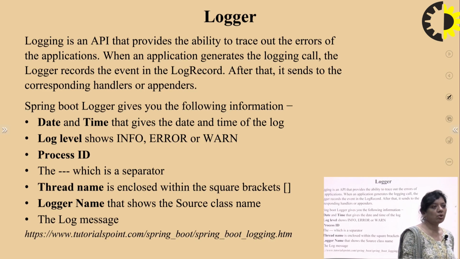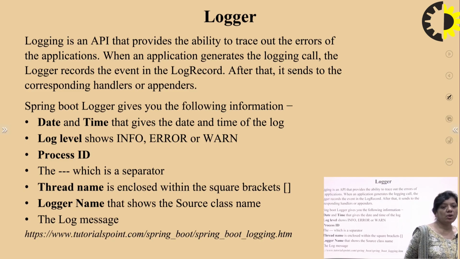So in the logger, logging is an API that provides the ability to trace out errors in the application. When an application generates the logging call, the logger records the event in the log record. After that, it sends it to the corresponding handlers or appenders. So the Spring Boot logger gives you the information I have already covered: date, time, log level, process ID, thread name, and logger name.